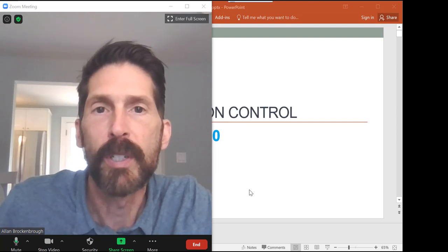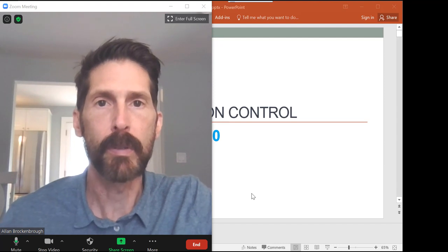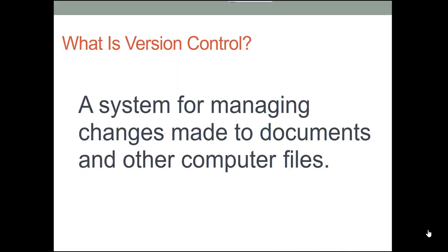This is part 3 of version control, and we're going to look at some slides and dive into version control even a little bit more deeply. What is version control? Well, in our context, we're really talking about keeping track of changes to files containing code, but it can really be used for other things.